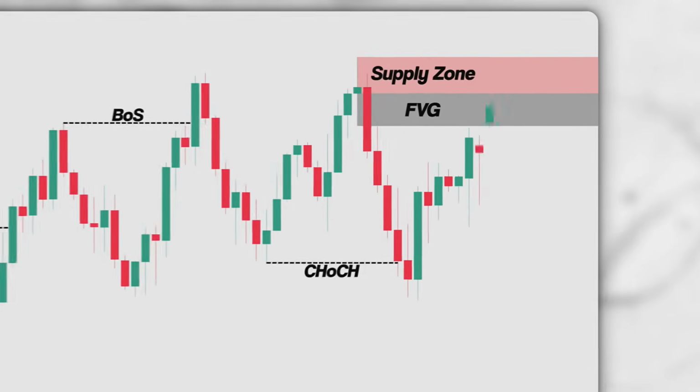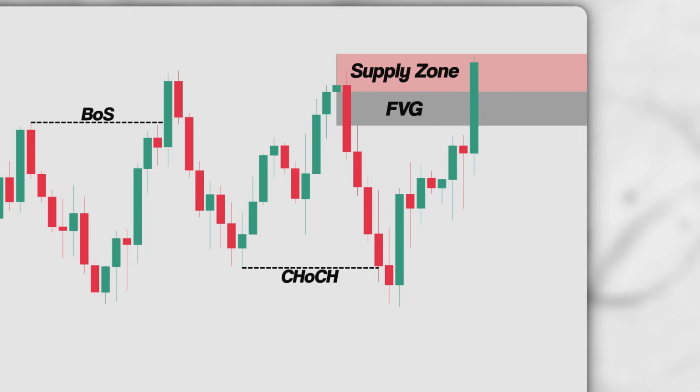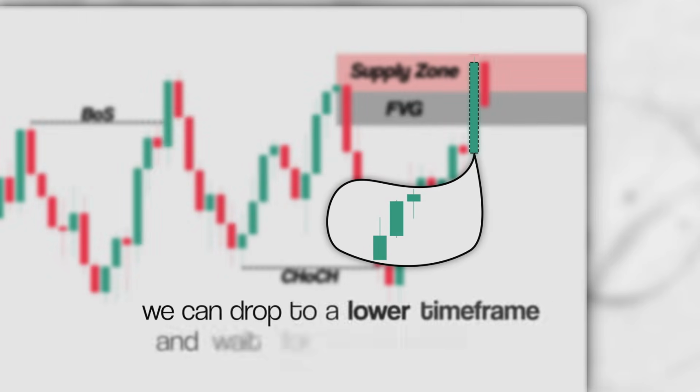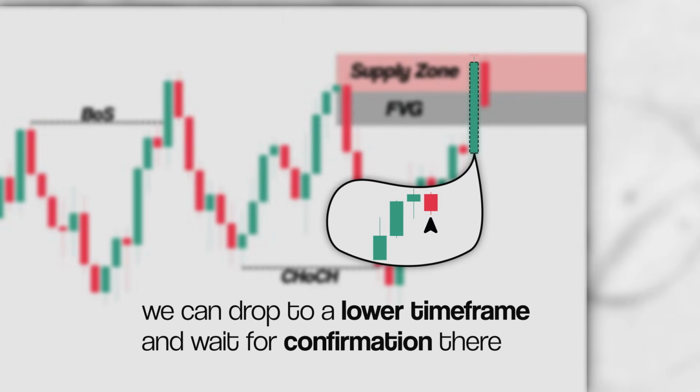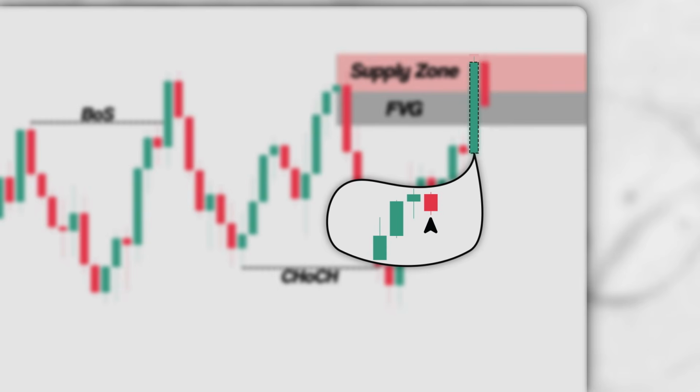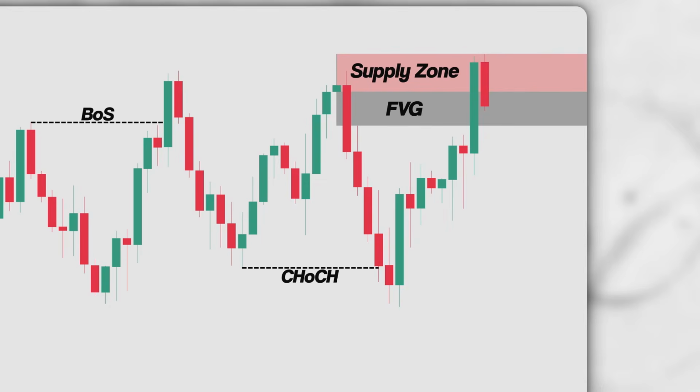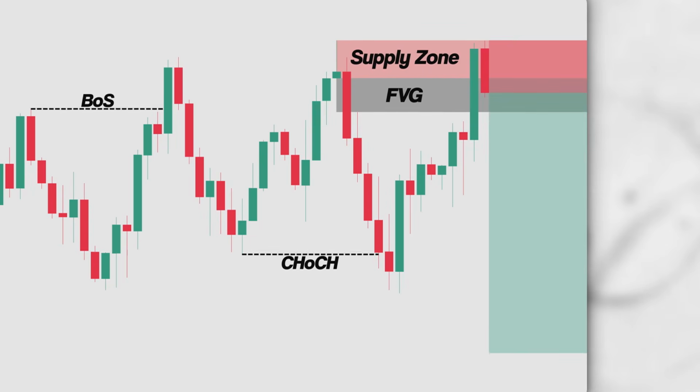When price retraces back into the supply zone, we wait for bearish confirmation, shown by a red candle closing down. For a more precise entry, we can drop to a lower time frame and wait for confirmation there. This allows for tighter risk and more accurate execution without changing the overall bias. We enter a short position after confirmation. The stop loss is placed at the upper boundary of the supply zone. The take profit is set at 5 times the stop loss distance.